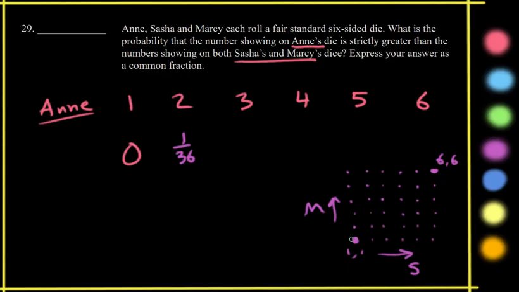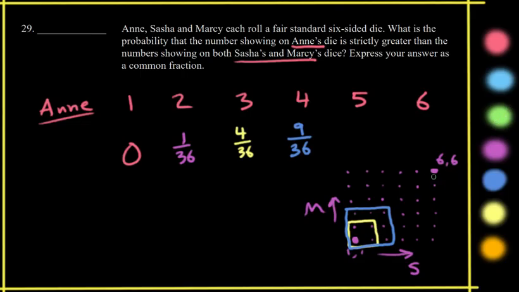Now if Anne gets a 3, you have more possibilities. Instead of just this one, you have 4 possibilities: 1 1, 1 2, 2 1, and 2 2. In all 4 of those cases, you're going to be below 3. So that's 4 out of 36. And in the next case, you're going to have 9 possibilities. So if Anne rolls a 4, there are 9 ways out of 36 that Sasha and Marcy's rolls are going to be lower than Anne's roll.